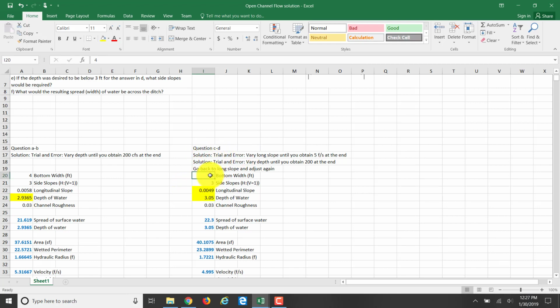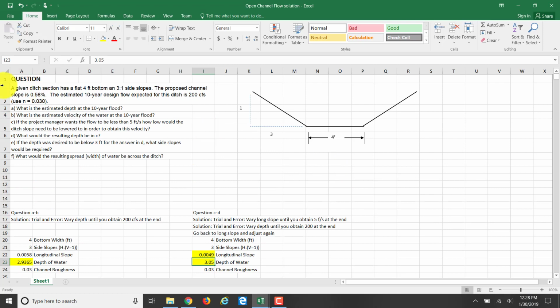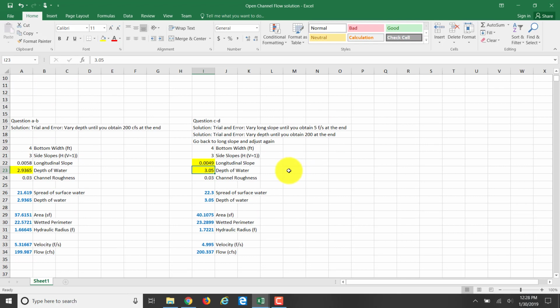What I do have again is the bottom width, the side slopes. This is what I'm going to be changing in order to get my flow down below 5 feet per second. And then later on I'm going to have to vary the depth to obtain 200 cubic feet per second. I still just need the channel to carry the flow from a 10-year design storm. This stays the same. So I was just playing around with this beforehand just to get this information.